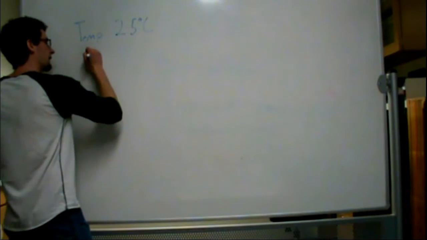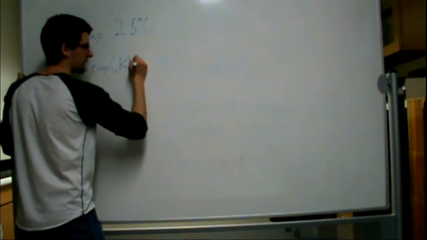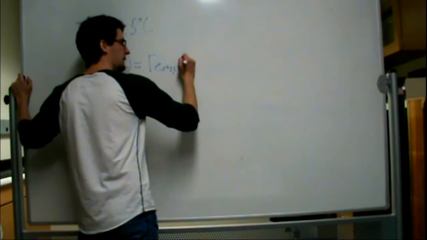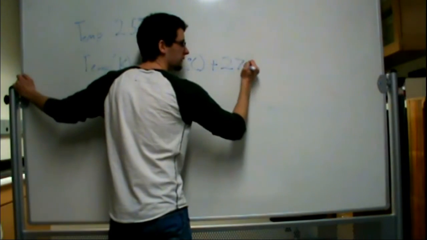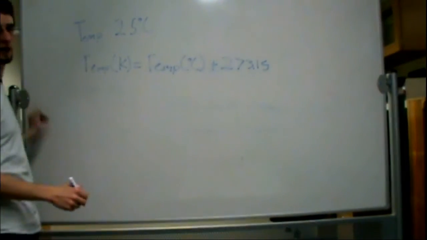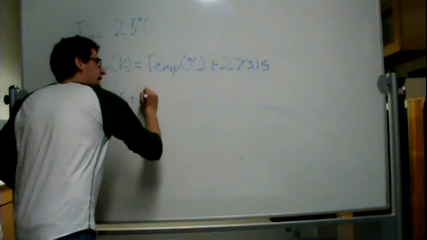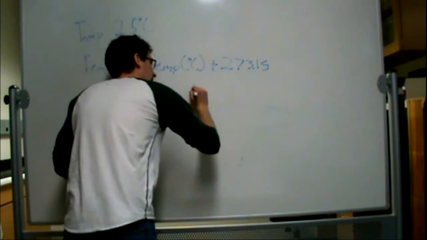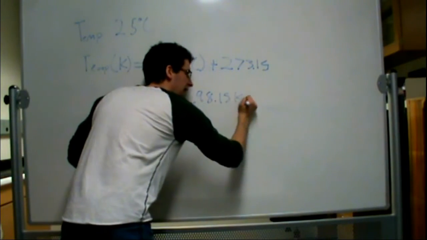Well, the temperature in Kelvin is equal to the temperature in degrees C plus 273.15. So all we have to do to figure out what 25 degrees C would be in K is take 25, add 273.15, and we end up with 298.15 K.